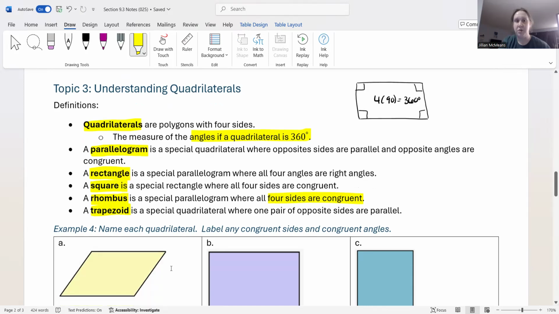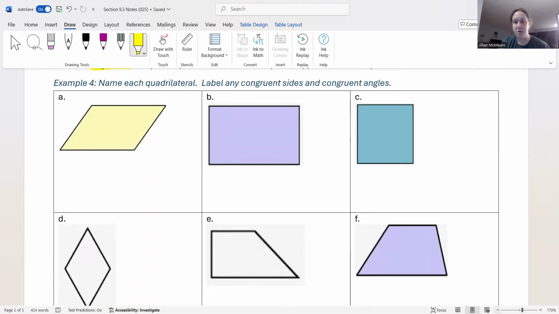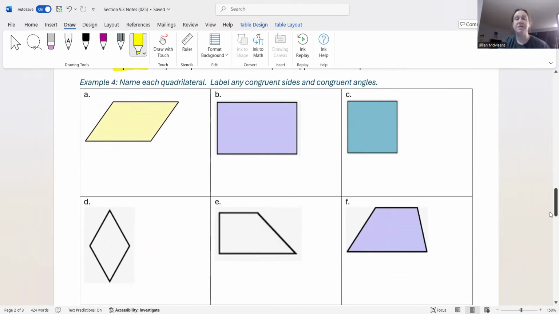So let's go through and label all of these pictures. It says name each quadrilateral, label any congruent sides and any congruent angles. Now, first up, we have a parallelogram. So this right here is in fact a parallelogram. If you can envision a rectangle, like part B, imagine flicking that corner that's directly below the B. Flicking this corner right here, and the thing tilts, then you have a parallelogram. So opposite sides are parallel to each other.